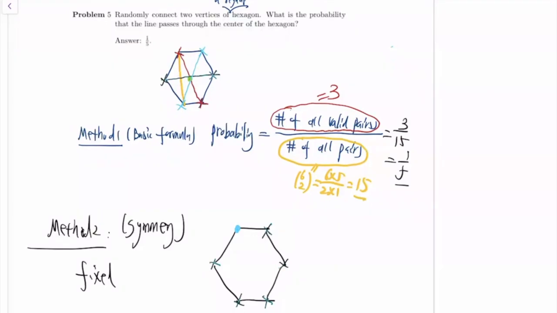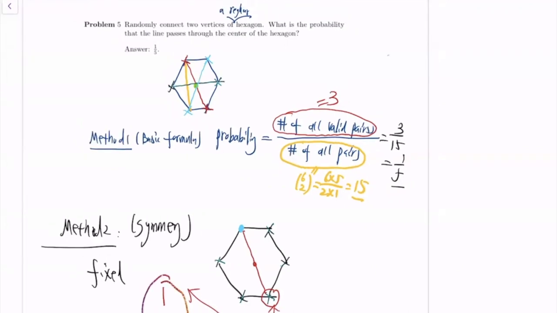Which are valid? This is the only valid one, because when we connect them, it'll pass through the center. So the number of valid ones is 1 and the total equals 5, and then we get the probability is 1/5. This is a special feature of probability compared with the counting problem. We don't always have to reduce to the counting problem. We can utilize the symmetry of the problem and find a shortcut to solve it.